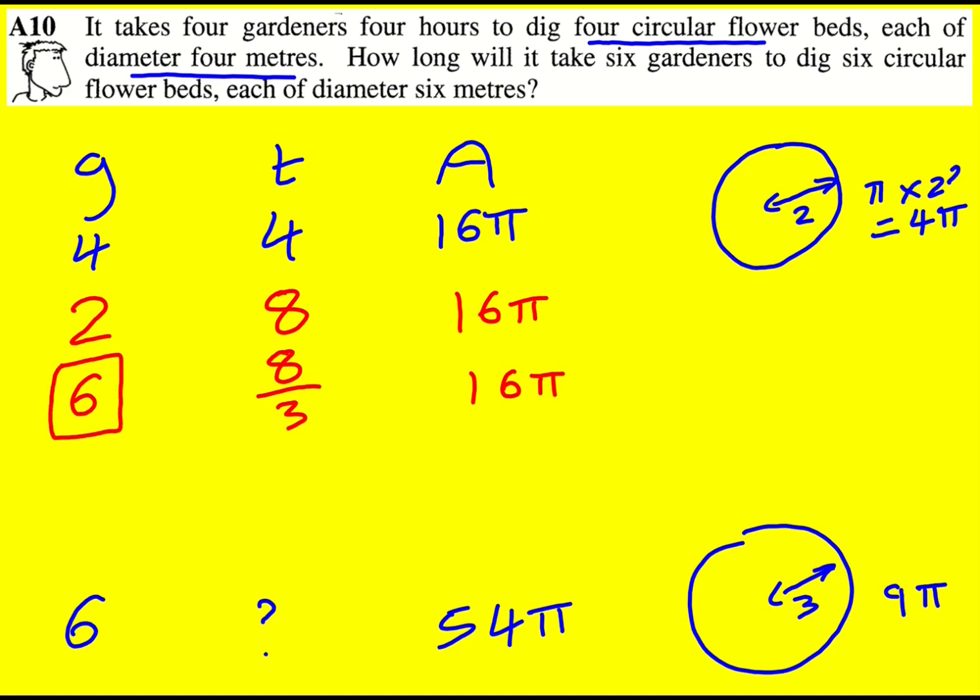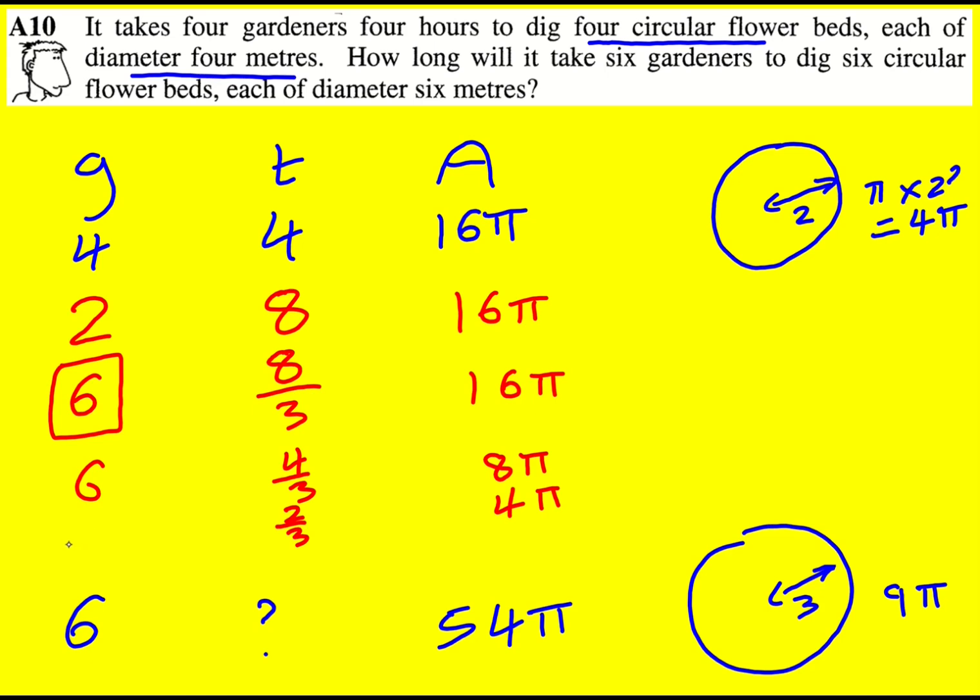I'm not going to do anything to that left-hand column now. I'm just going to think about how I can modify the area. So I could halve the area now to 8 pi. Actually, let me just put it down here, 8 pi, and that would have the amount of time that would be needed for the 6 gardeners. I'm trying to find something that I can multiply by to get 54. So I'm going to keep going. What if I halve it again? That'll take me to 2/3.